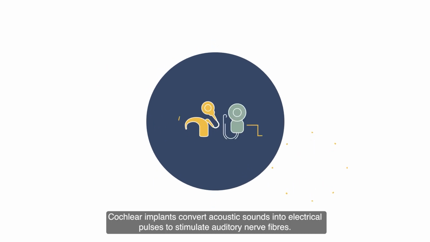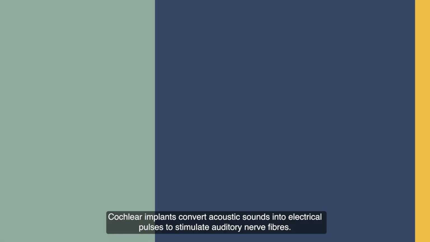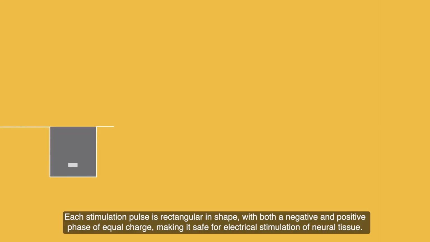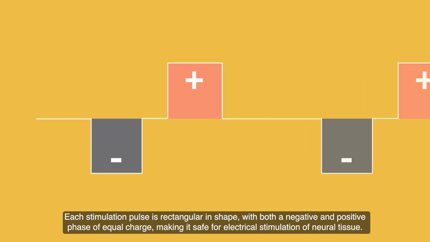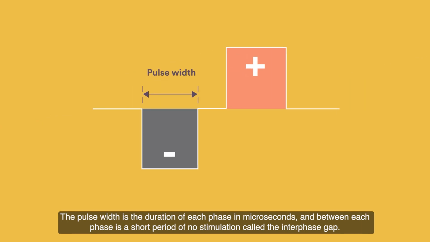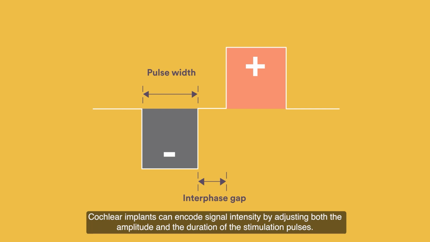Cochlear implants convert acoustic sounds into electrical pulses to stimulate auditory nerve fibres. Each stimulation pulse is rectangular in shape, with both a negative and positive phase of equal charge, making it safe for electrical stimulation of neural tissue. The pulse width is the duration of each phase in microseconds, and between each phase is a short period of no stimulation called the interphase gap. Cochlear implants can encode signal intensity by adjusting both the amplitude and the duration of the stimulation pulses.